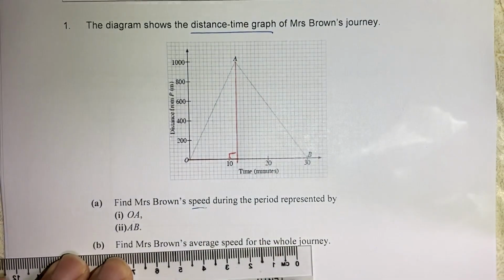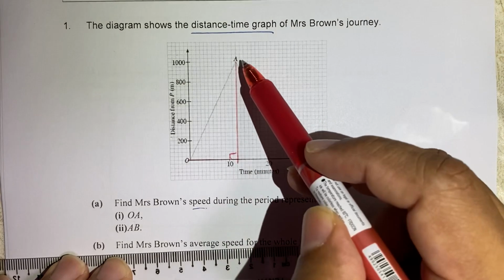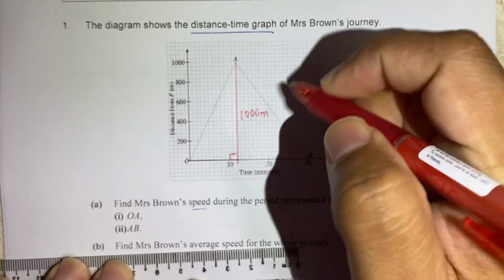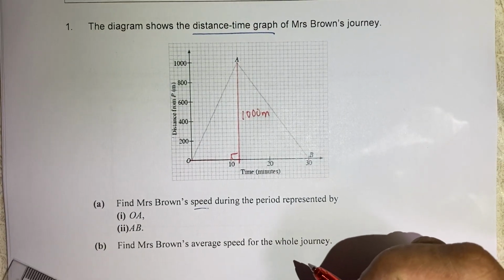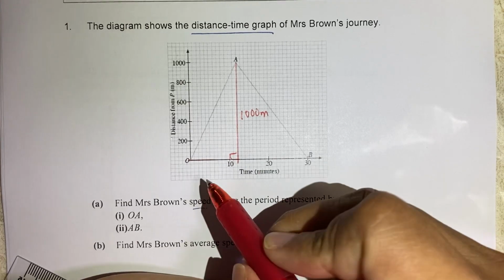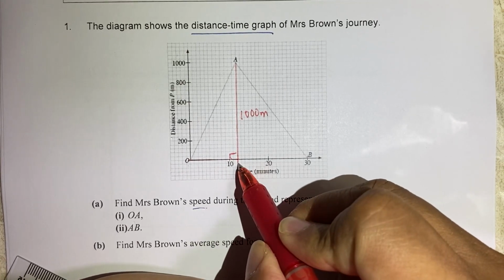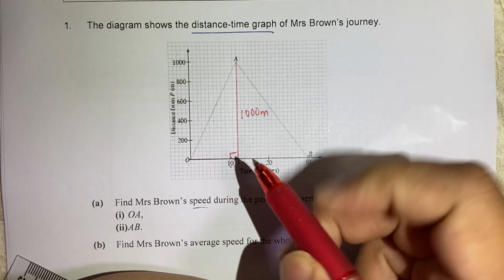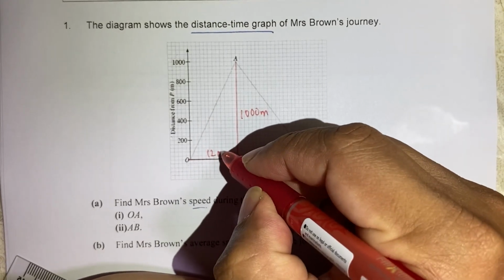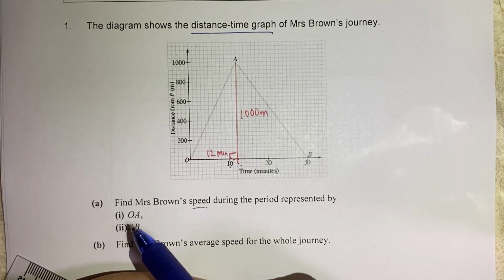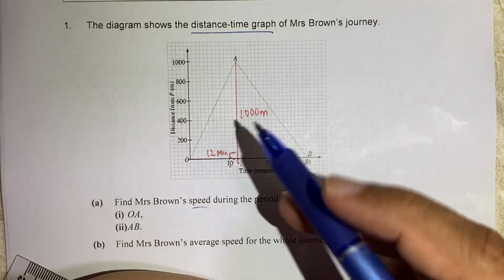Now the change in the y is from 0 to 1000. So this is 1000 meters. Whereas the change in the x, or the time, is from 0 to 12. This is not 10. 10 is here, 11, 12. So this is 12 minutes. So what is the speed from O to A?